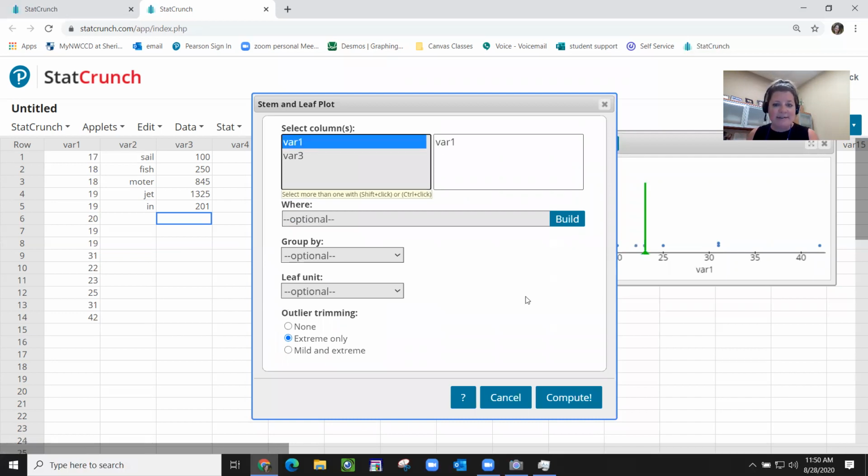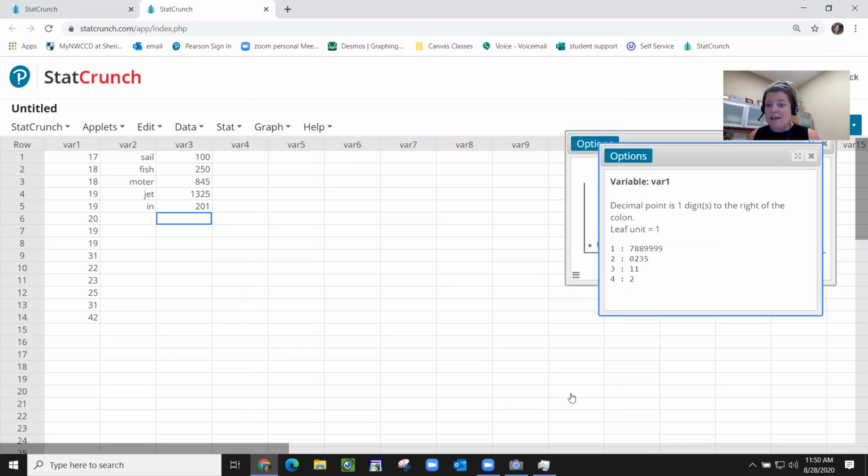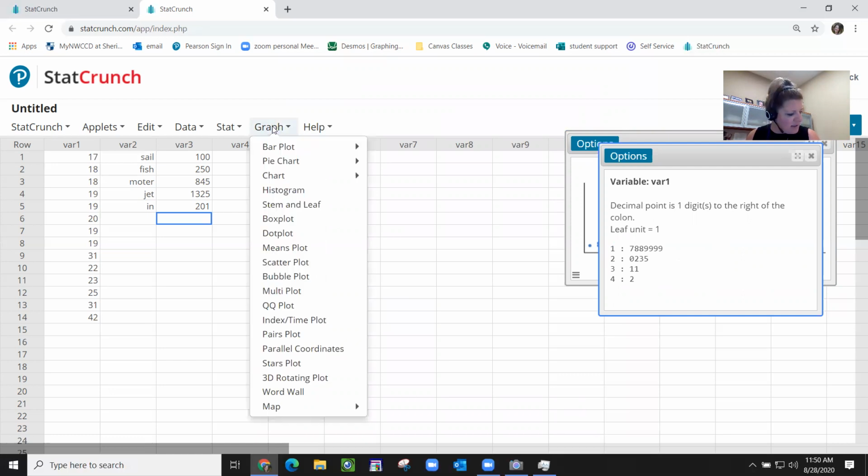I want quantitative again. So that's this one. Compute. Ta-da. So all of my ones, my 20s, my 30s, my 40s. So again, that represents 17, 18, 19. So there's our stem and leaf plot.